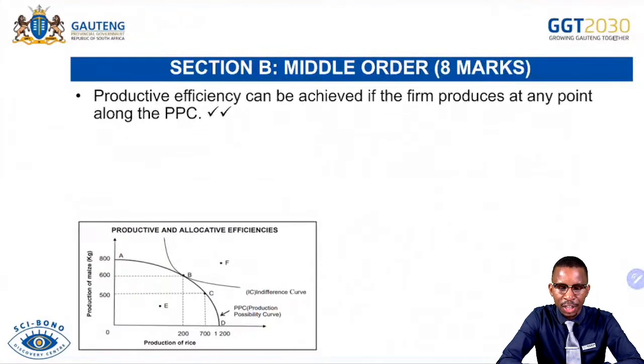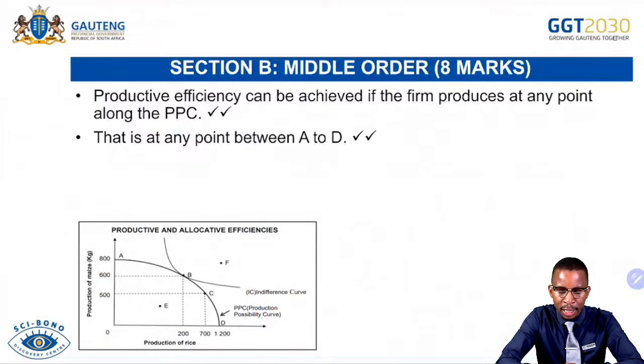So the explanation: productive efficiency can be achieved if the firm produces at any point along the PPC. Point B, point C are productively efficient. Remember, our PPC is 80. And then any point between point A to point D, the firm is productively efficient.